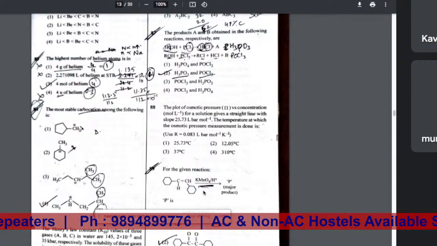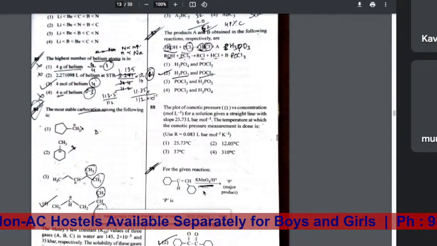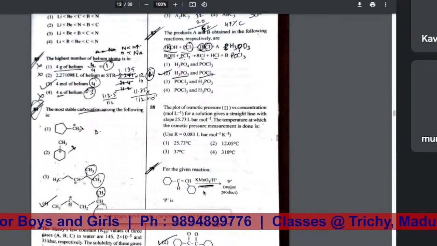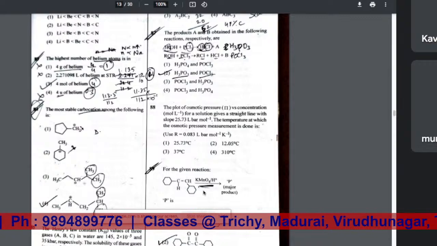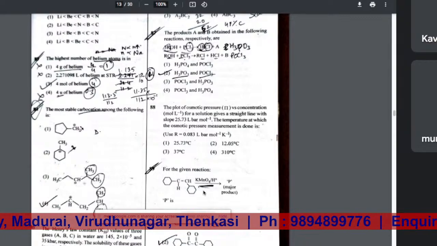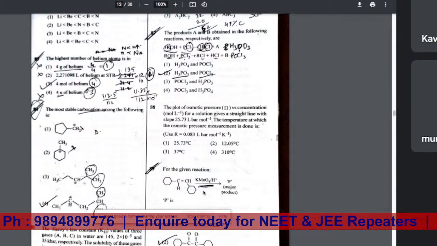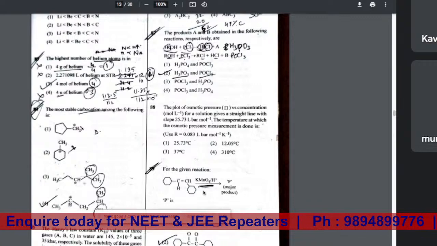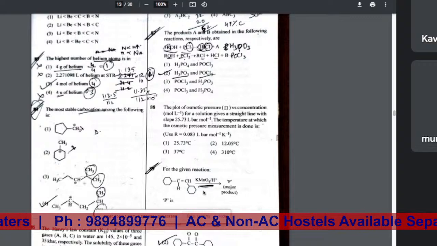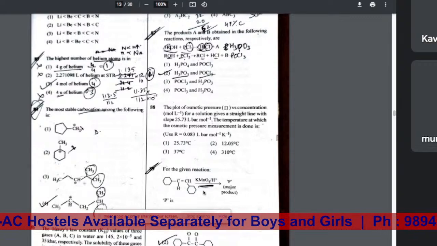This is 310 Kelvin we will get. We will convert this into degrees Celsius. So Kelvin is equal to 273 plus degrees Celsius. 310 minus 273 is equal to 37. Its correct answer is the third option, 37 degrees Celsius. Yes.